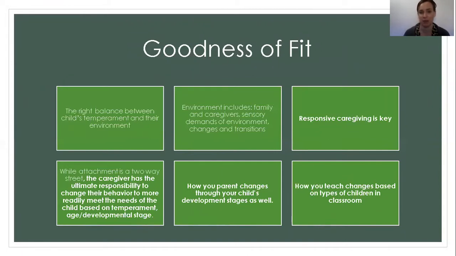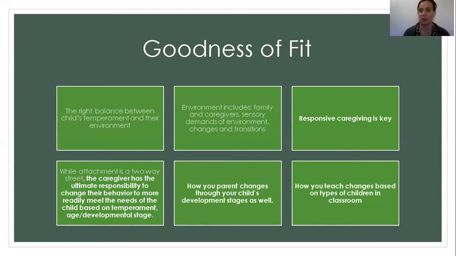and then our changes, transitions, and routines as well are part of the environment. The biggest thing is that idea of responsive caregiving, that two-way street, that reciprocal relationship, that you have someone where each person gives and takes, hopefully not too skewed on one side, but at the end of the day, I am the adult. So I have the ultimate responsibility to change my behaviors to meet the needs of the child based on their temperament and their developmental stage.